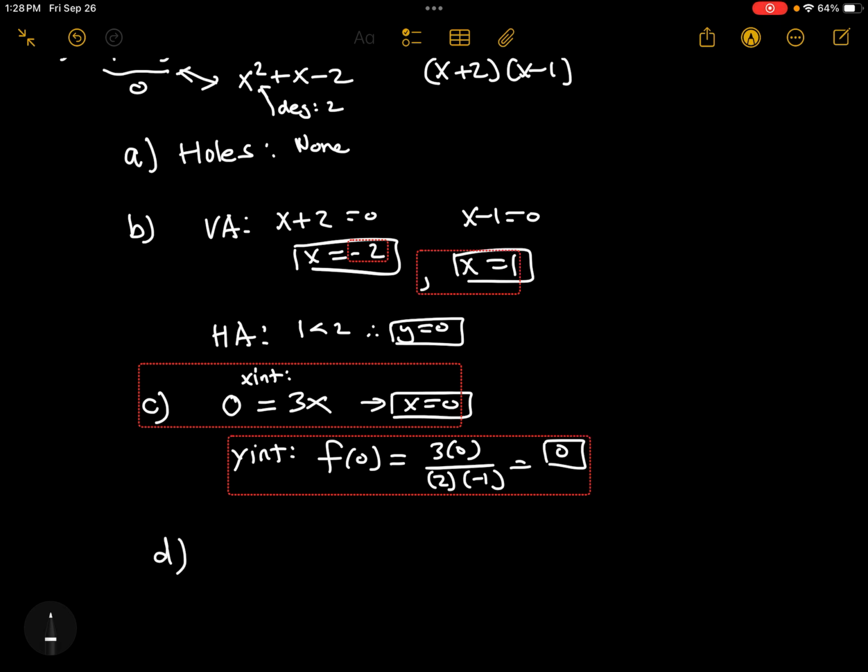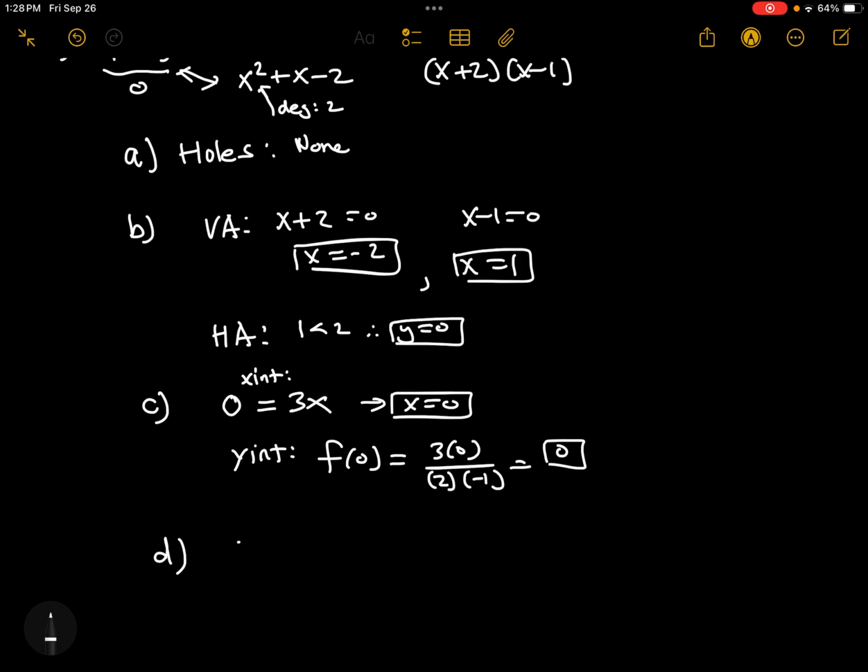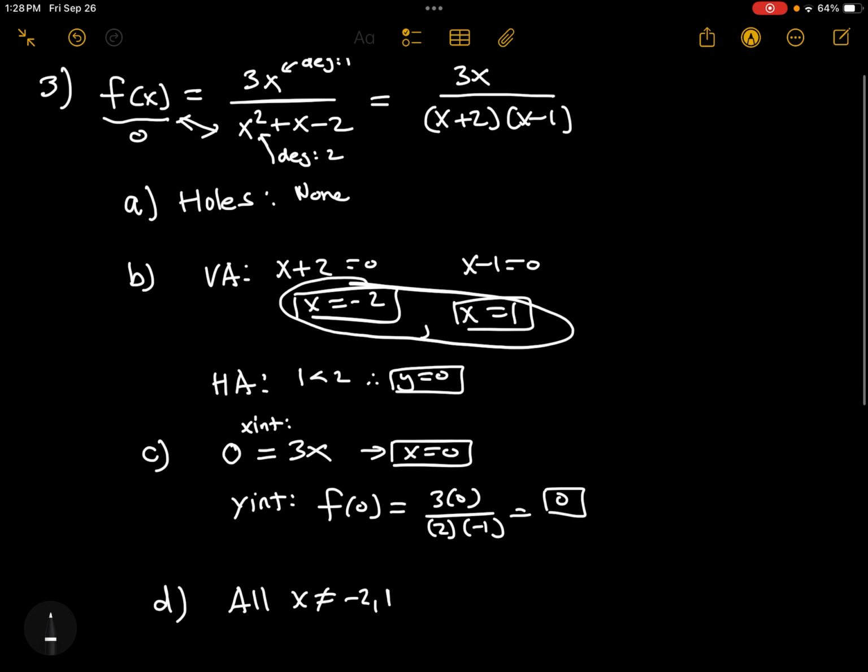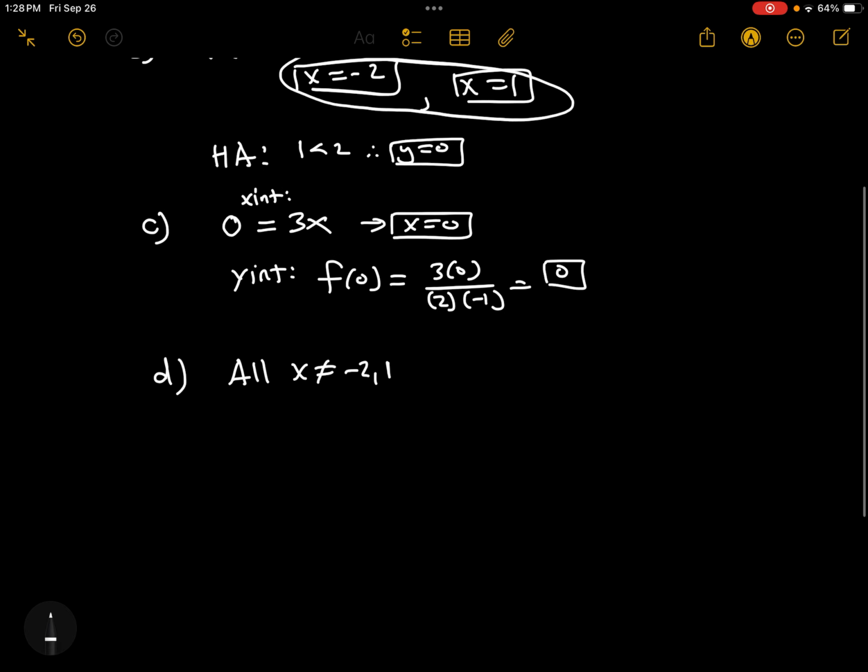All right, and then the very last step, of course, is state the domain. Basically, I'm going to go back and look at my vertical asymptotes, which are right here, and I'm going to exclude these values. x can't equal -2 and 1, because if they were equal to -2 or 1, you would be dividing by 0, which is not allowed. All right, let's move on to the next example, number 4.